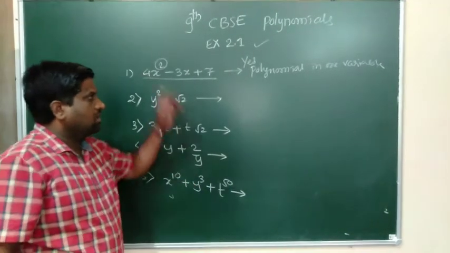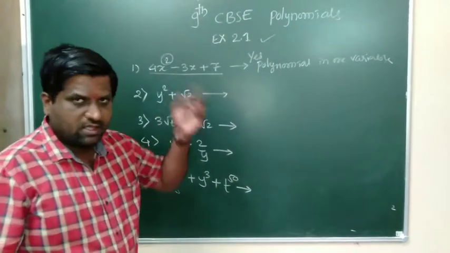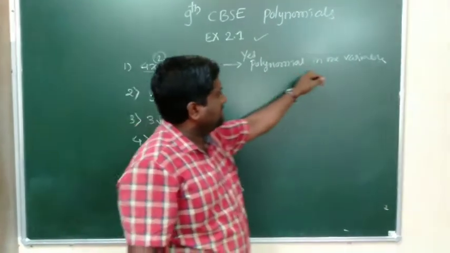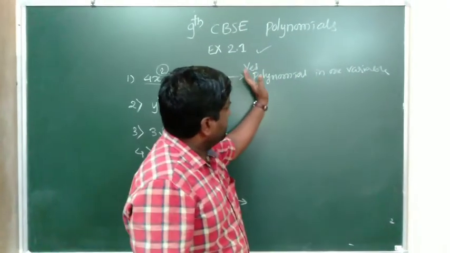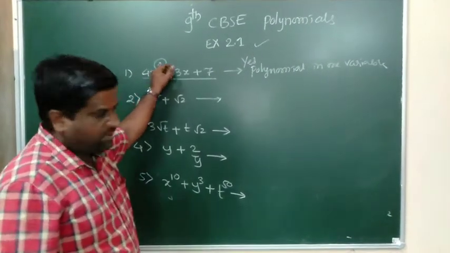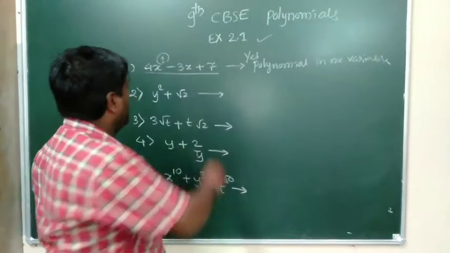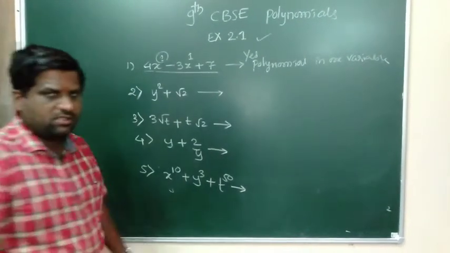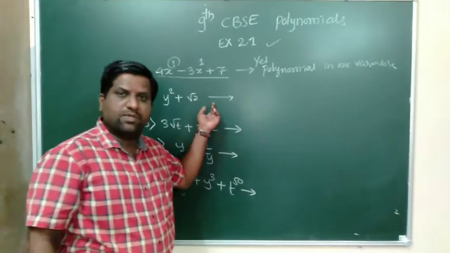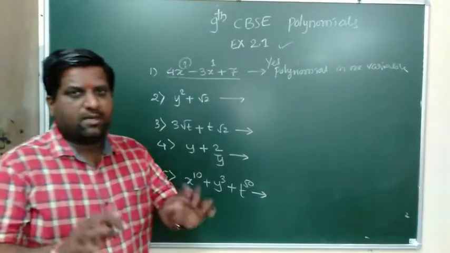So initially you may write yes. The question was whether it is a polynomial or not. Yes, this expression is a polynomial, and the reason is that it is a polynomial in one variable because the power of the variable is a whole number, and this power is 1. On this basis, we must say the given expression is a polynomial.